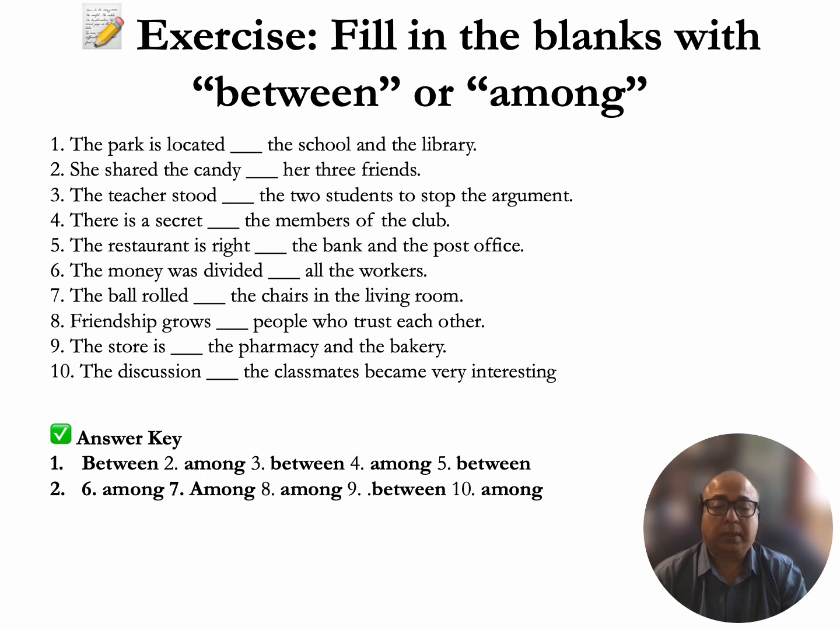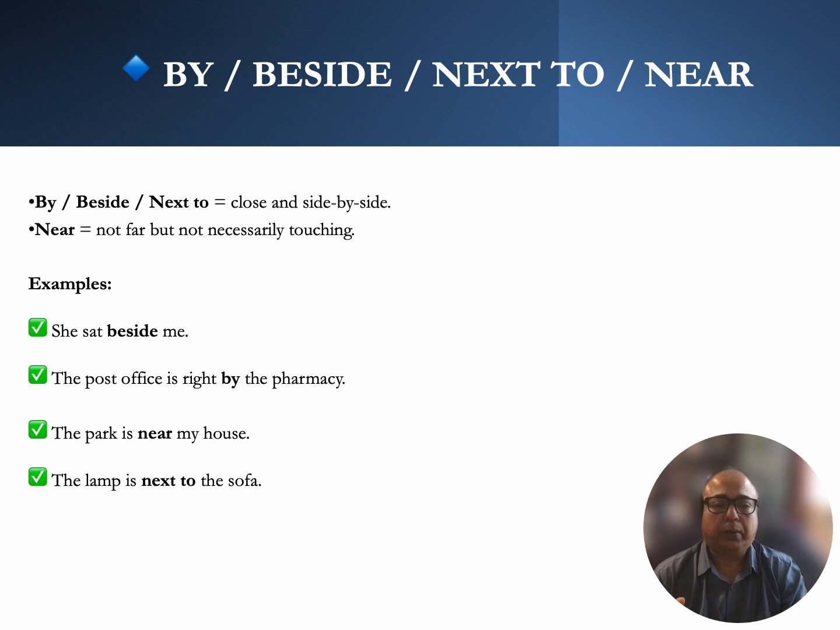So it would be incorrect to say the park is located among the school and the library because there are only two places. We use among for more than two things. Remember? The park is located between the school and the library. All right? Let's learn some more.